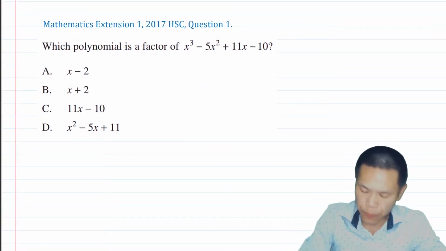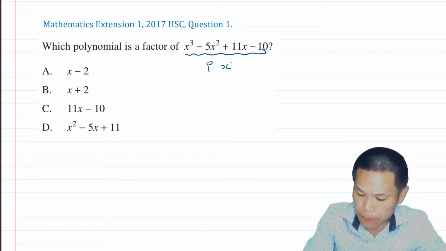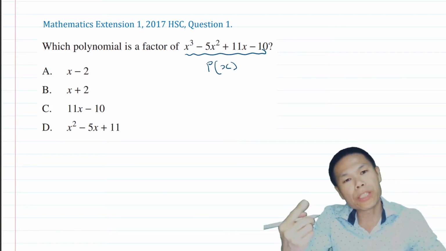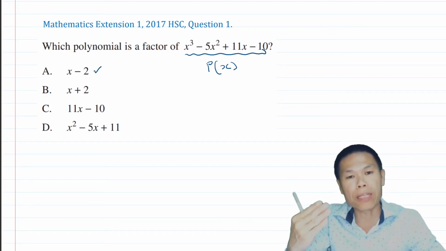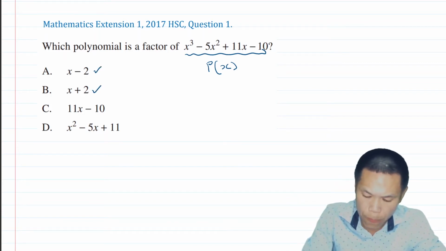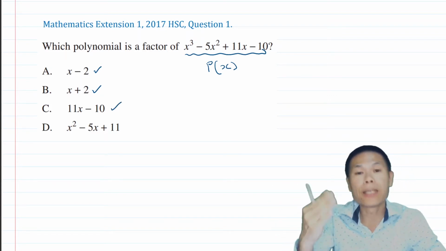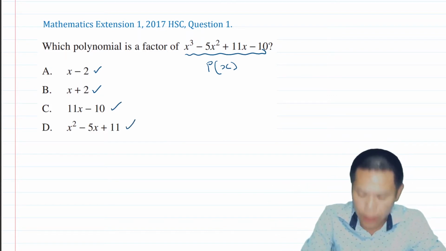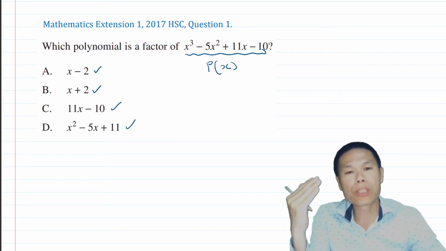First question. So we know this is P of x. The question is to find out whether x minus 2 is a factor of P(x), or x plus 2 is a factor of P(x), or this is a factor of P(x), or this is a factor of P(x). Okay, so this is a multiple choice question.